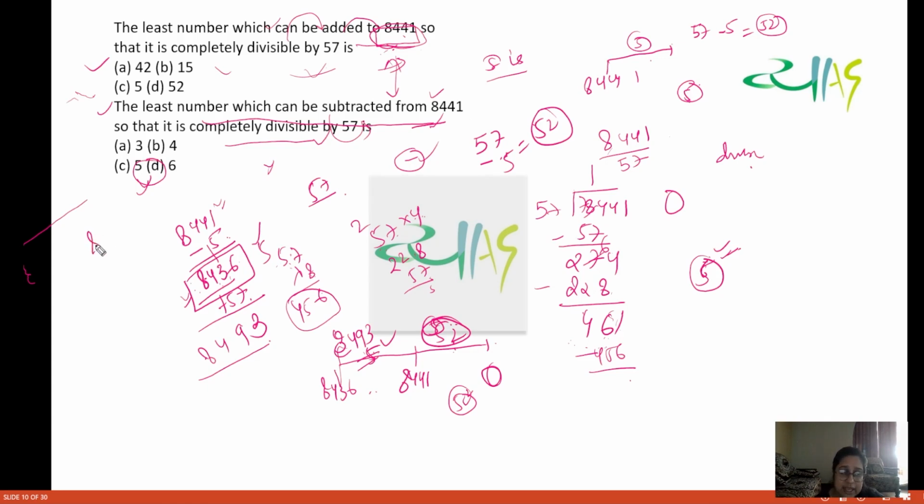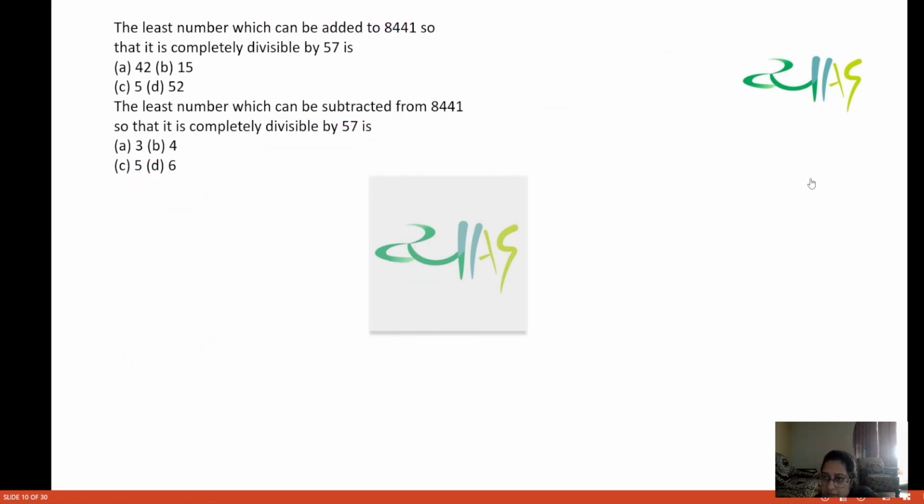Okay, फिर से सुन लीजिए. Find the number, find the remainder, subtract this remainder from the divisor. Whatever number comes, that number has to be added to this number so that it becomes divisible. Okay, so I hope ये जो concept है everybody is clear with this.